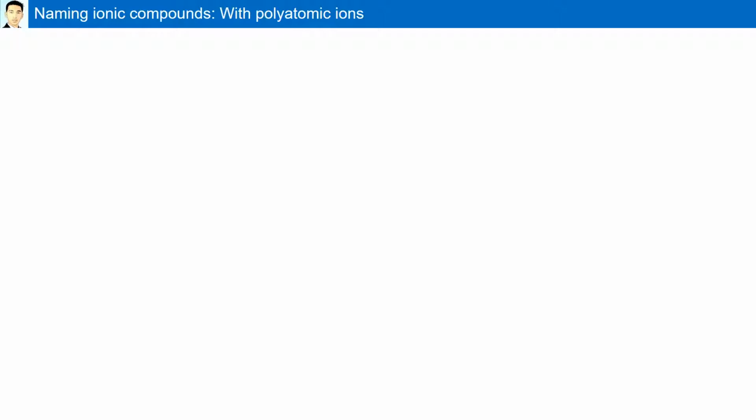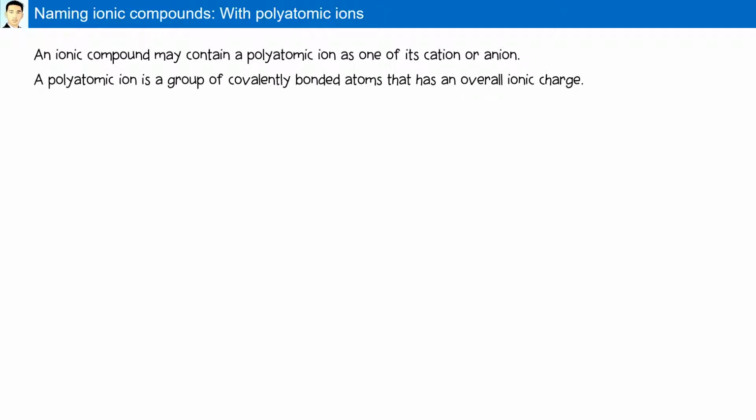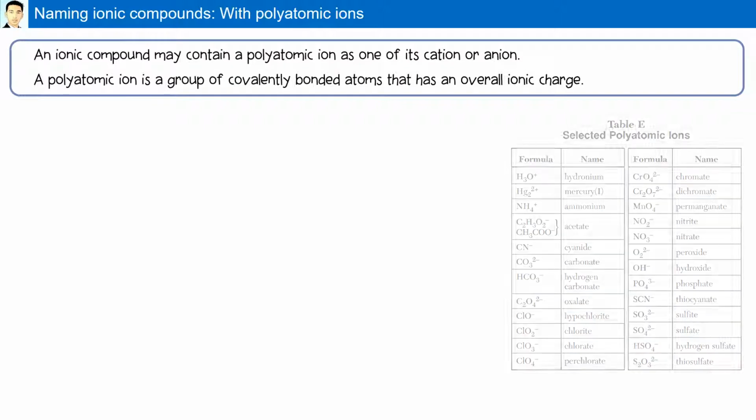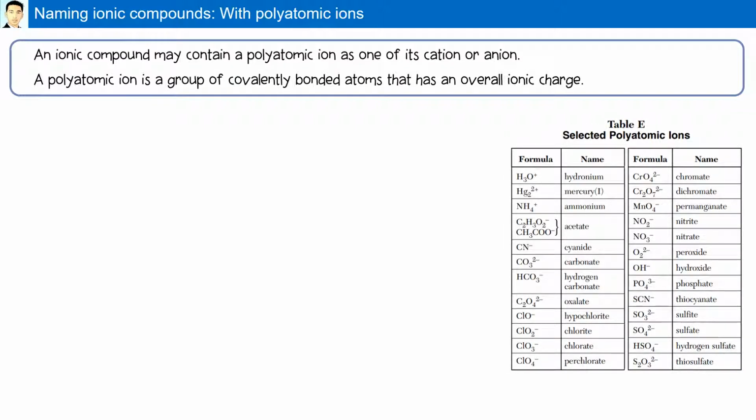Naming ionic compounds with polyatomic ions. An ionic compound may contain a polyatomic ion as one of its cation or anion. A polyatomic ion is a group of covalently bonded atoms that has an overall ionic charge. In reference table E of the chemistry reference table, we have selected polyatomic ions and their charges.